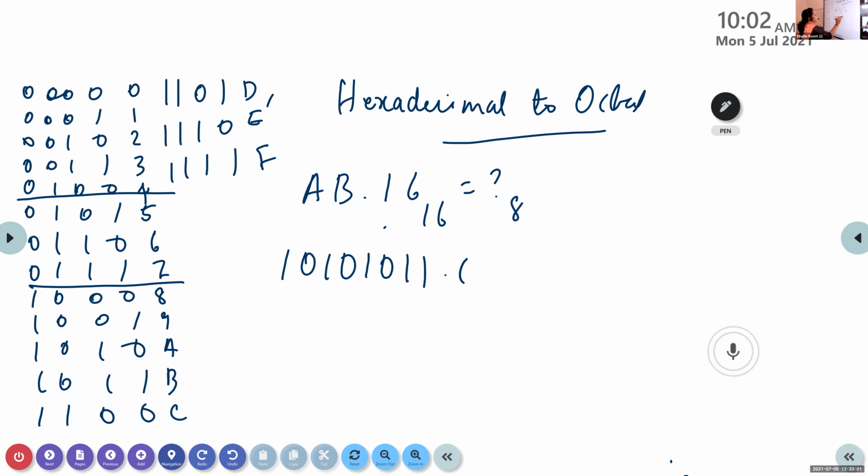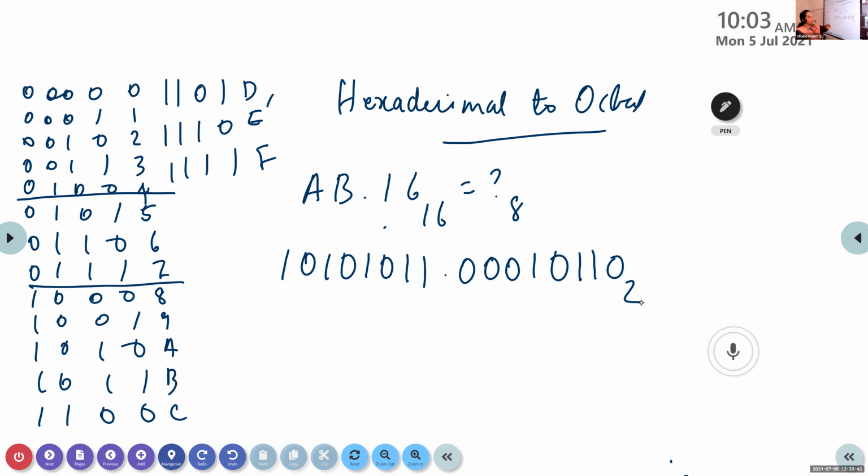Point. What is 1? It is 0001. What is 6? Pooja, what is 6? 0110. Correct. So first we convert this hexadecimal into its corresponding binary using the 4-bit table. Instead of A, I write 1010. Instead of B, it is 1011. Instead of 1, it is 0001. Instead of 6, it is 0110.